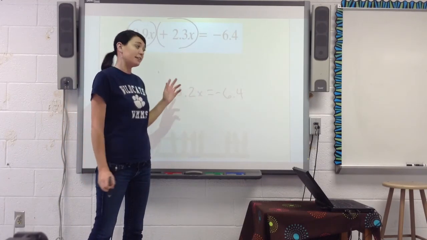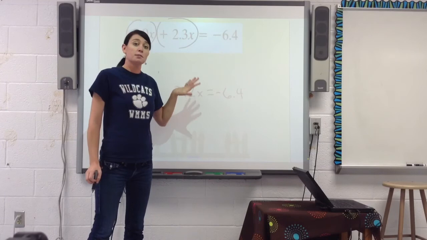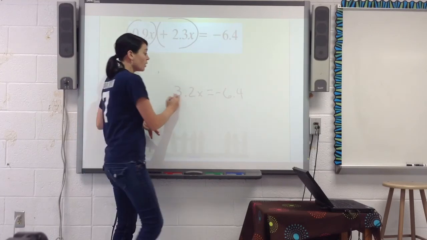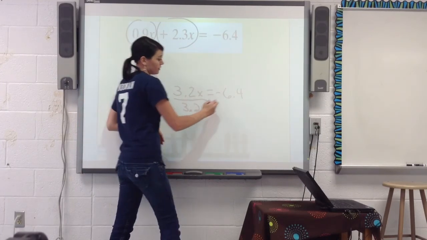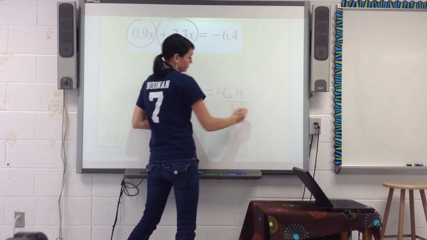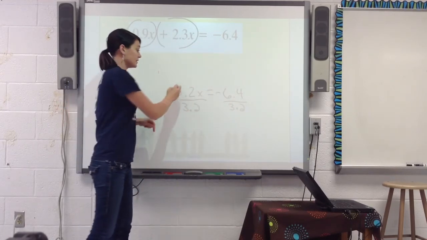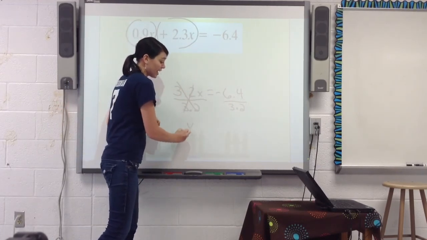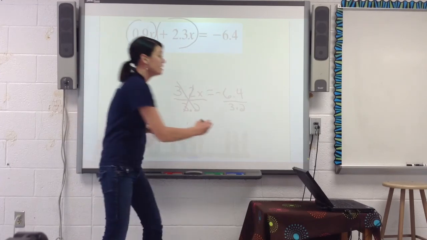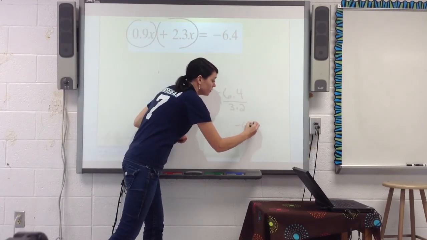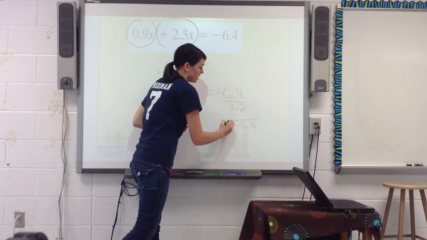Now this is just a one-step equation. This is very easy. The last step, inverse operation of multiplication, is division. So we're going to go ahead and divide both sides by your 3 2/10. On this one, it cancels. Bring that x down, and we're ready to divide. So I have negative 6.4 divided by my 3 2/10.